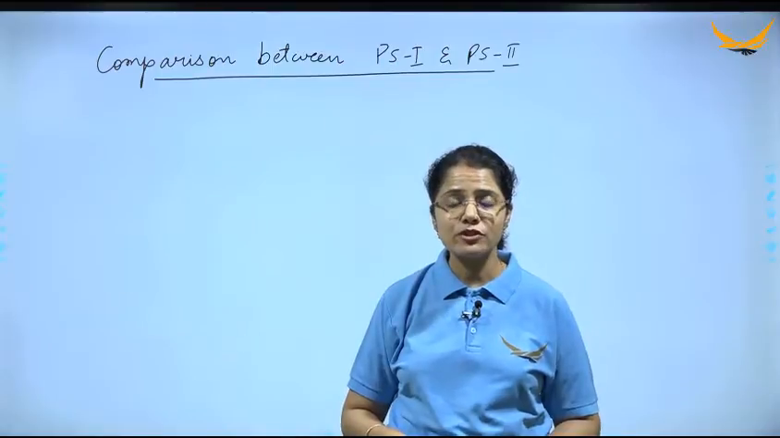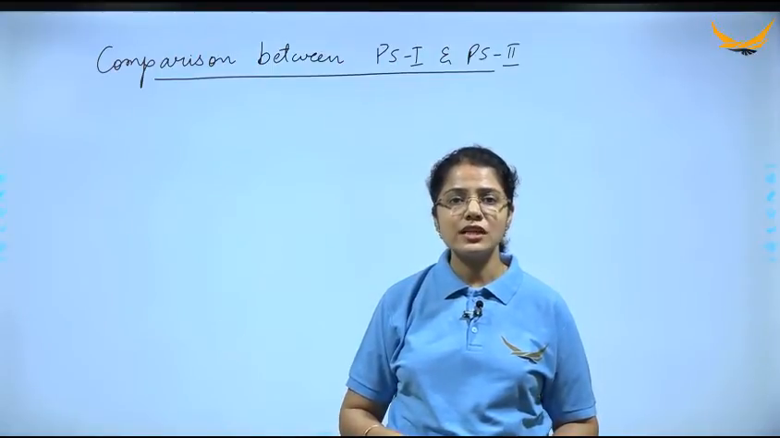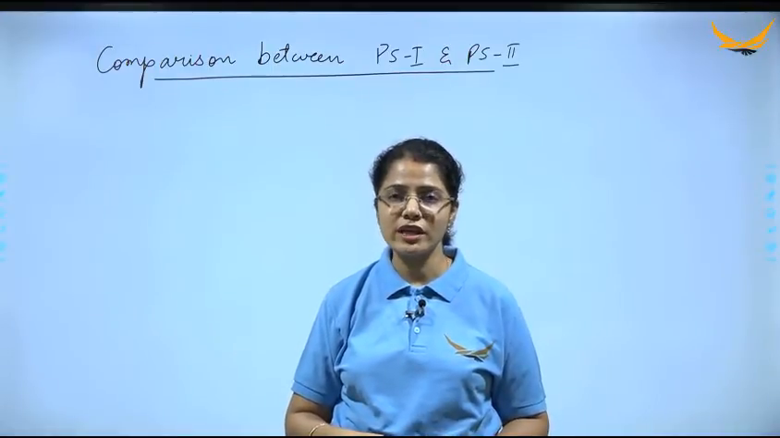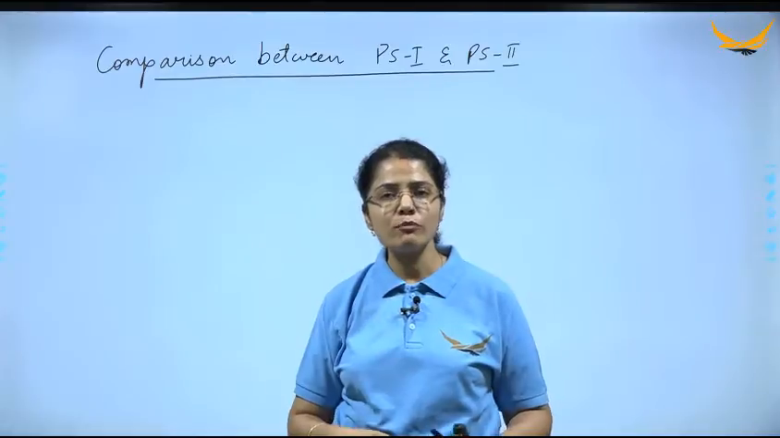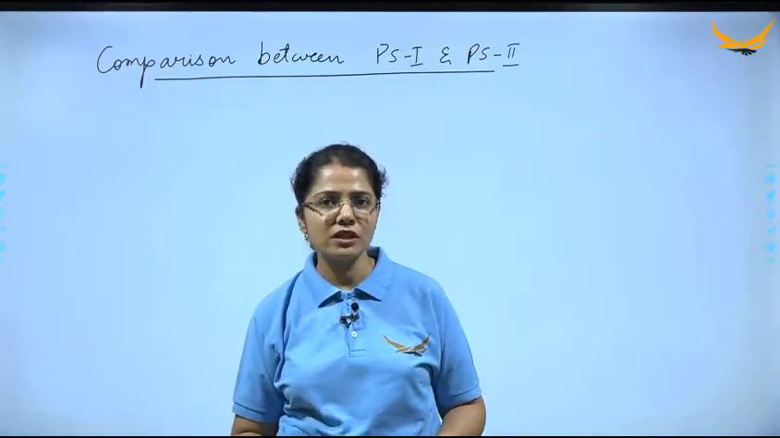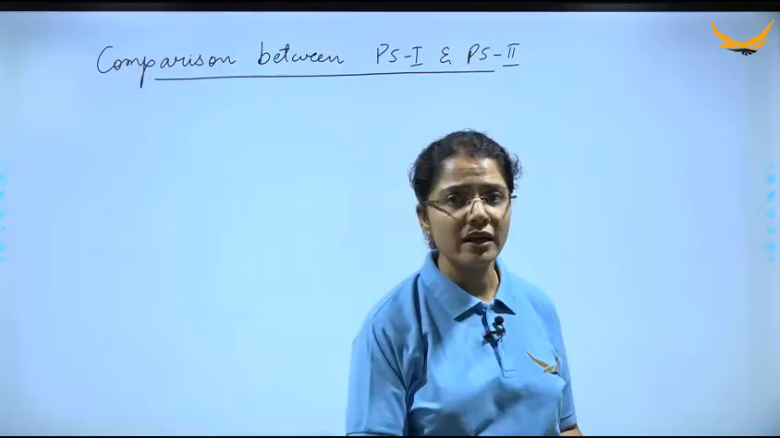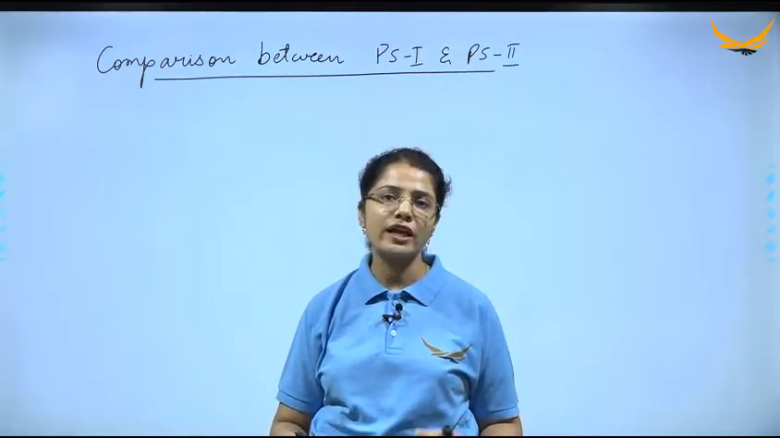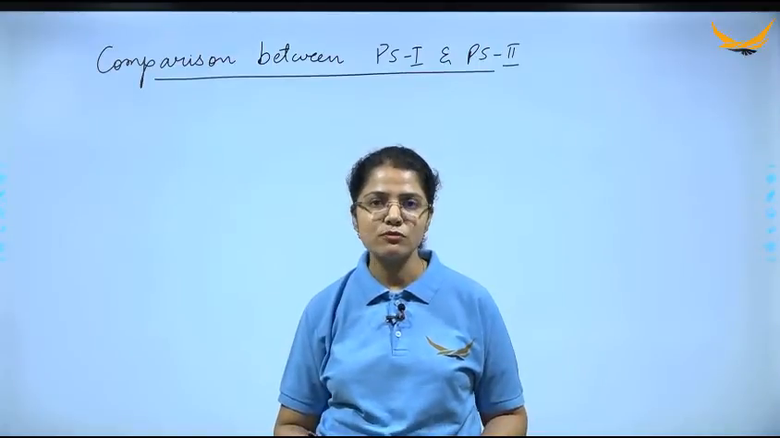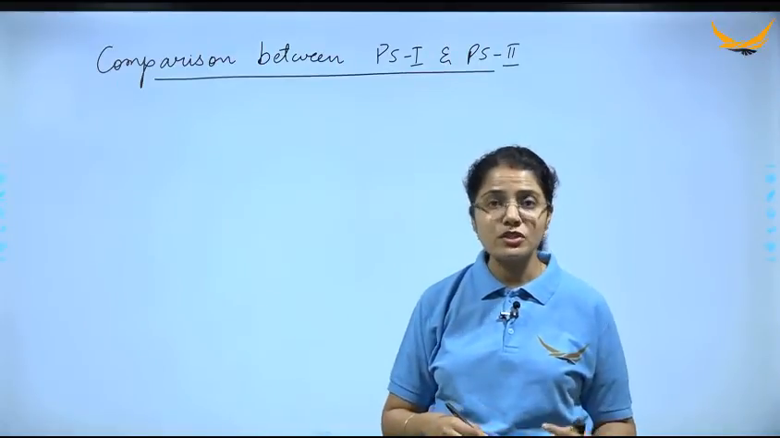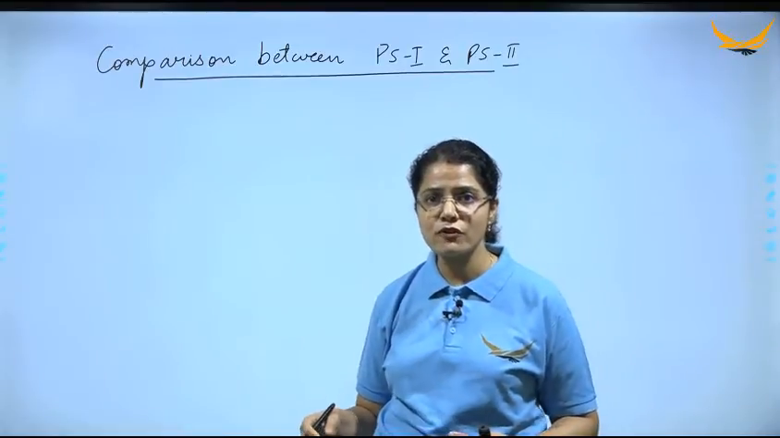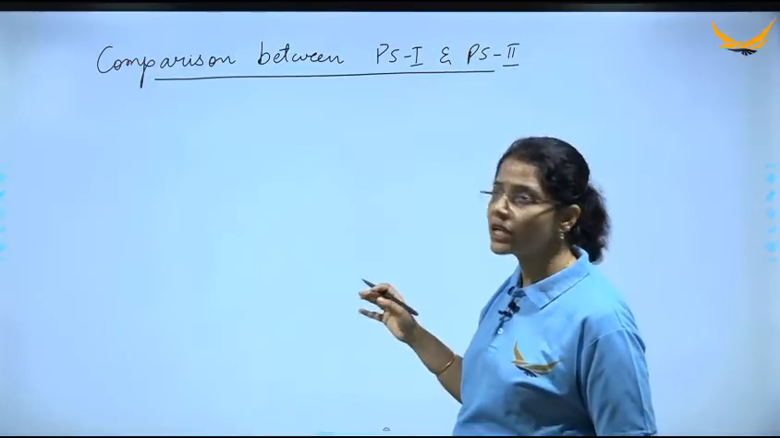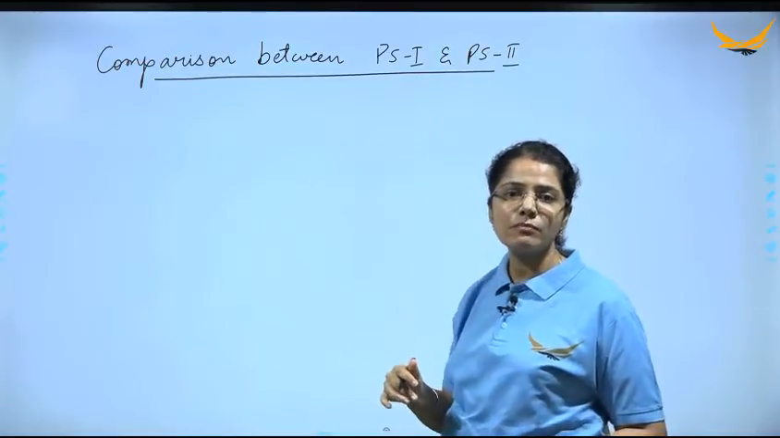Children, till now we have finished discussing the light reaction part, that is, till cyclic and non-cyclic photophosphorylation we are done with. So before we move ahead to dark reaction, we need to understand or compare the two photosystems and the two processes of photophosphorylation, that is cyclic and non-cyclic. So before we move on to the comparison between cyclic and non-cyclic photophosphorylation, let us first compare the two photosystems. So we are going to take the comparison between PS1 and PS2.